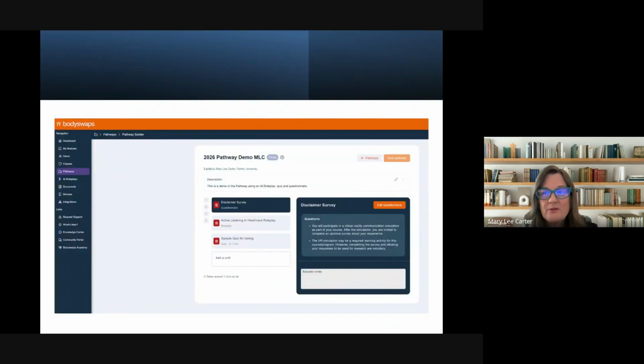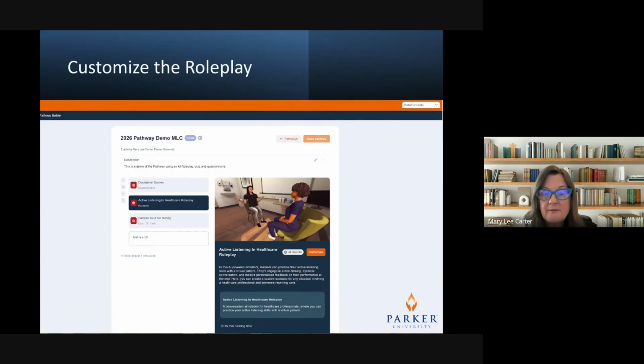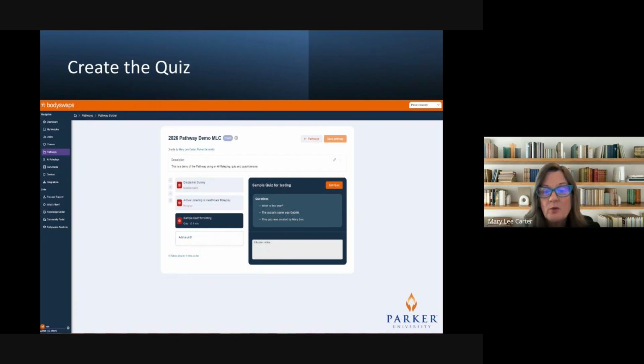So I'm just going to quickly go through these scenes to show you what it looks like for me. When I create a pathway, I start with the pathway and I decide how I want to structure it. I have a disclaimer, and then I'll customize the role play. And there's the AI tool now that is available to help you create it. Makes it so much simpler to do because I know exactly the types of things that I want to include. And then at the end, I will create a quiz. It might be a 3-question, a couple of yes or no's, multiple choice. It can be a Likert scale. It can be free text.